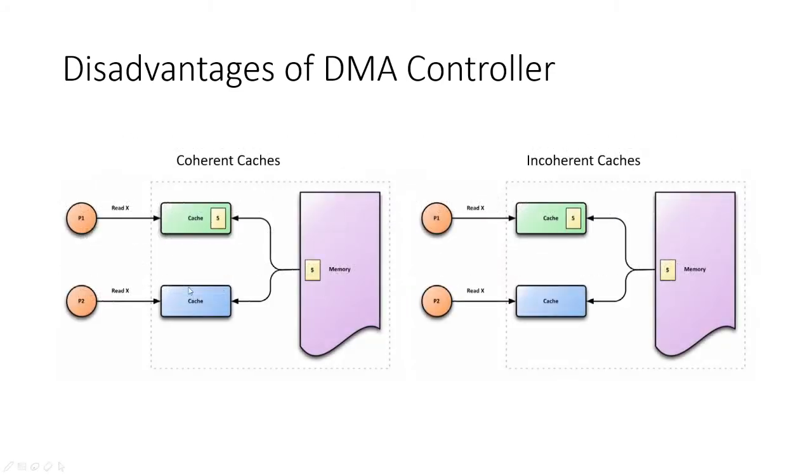So the left side is coherent caches and the right side is incoherent caches. P1 and P2 are processors which store data in local caches, as you can see here. So this is 8 and 10, which is different data. This is when the incoherent caches happen and the cache coherence problem happens.